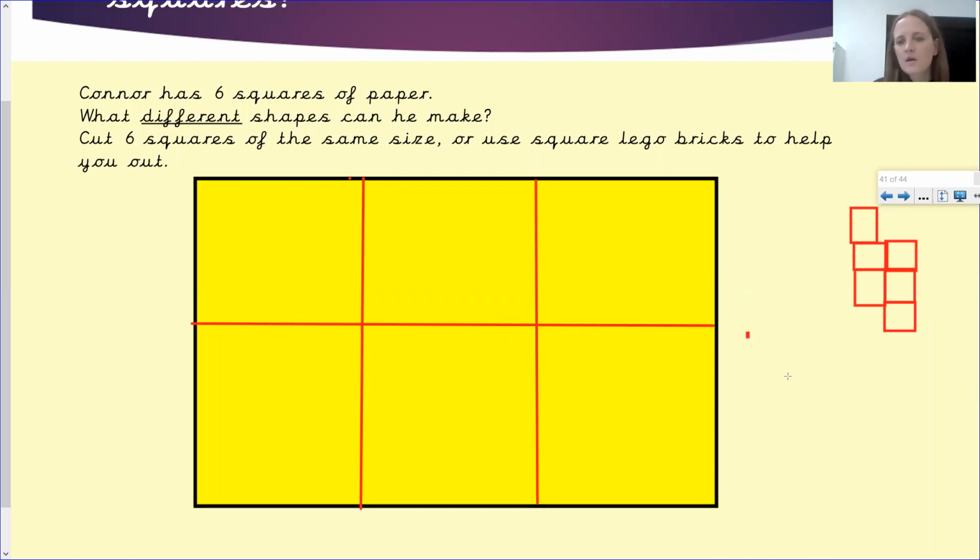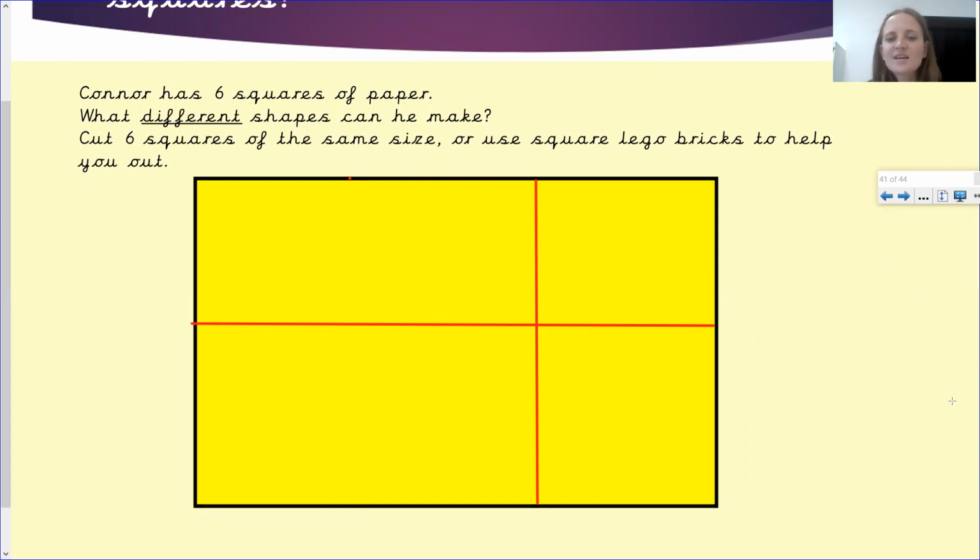Oh. So we could just do a row of 6. So 1, 2, 3, 4, 5, 6. That could be it. I've used my 6 squares of paper to make a long row. Do you want 2 rows of 3? Do you want a very strange, like a zigzag shape?